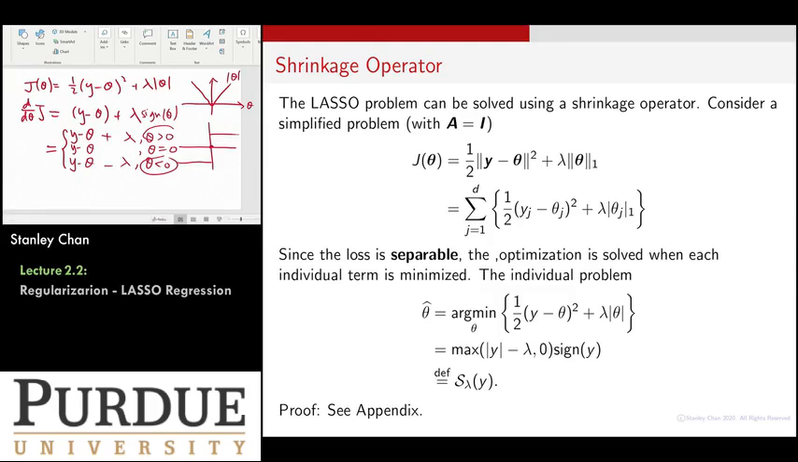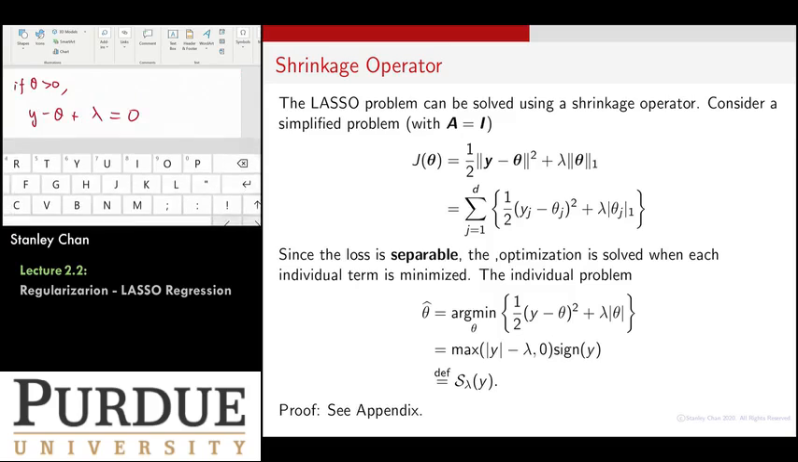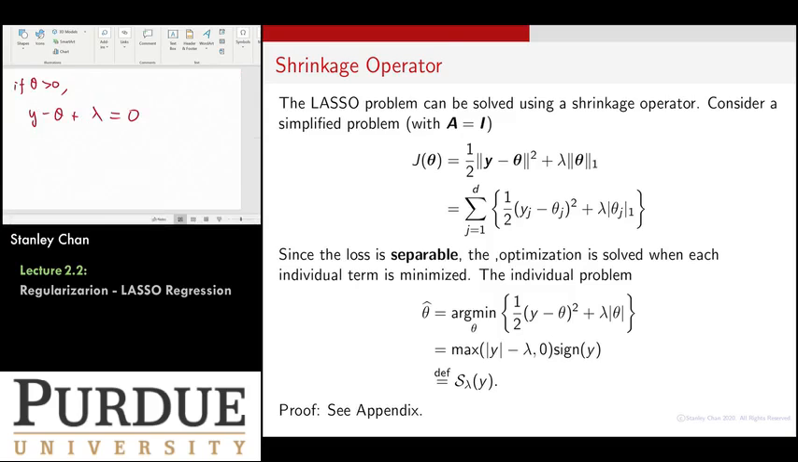You see that, okay, if this is 0, then you have this equation. And so you will have y minus theta plus lambda equals 0. And so you will have theta equals y minus lambda. But since your theta is positive, because of the assumption made here, then you must have y bigger than lambda. Okay, and it has to be bigger than 0.